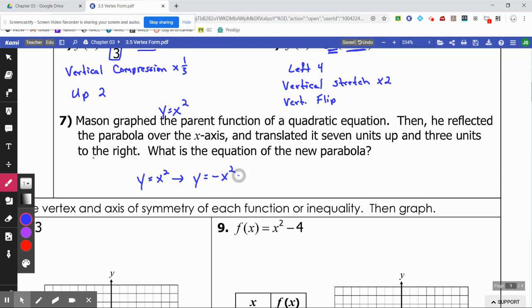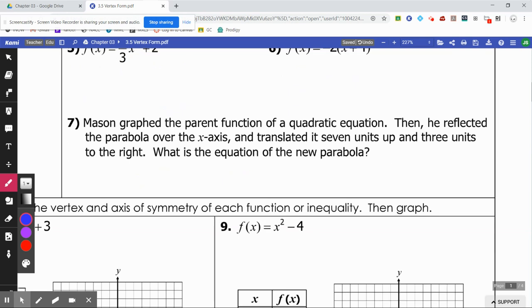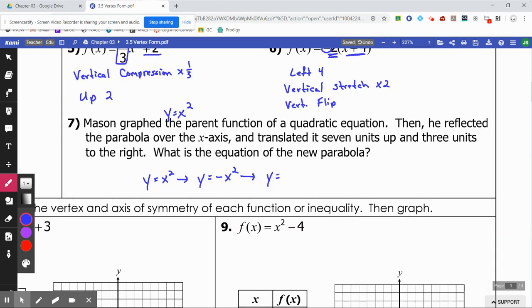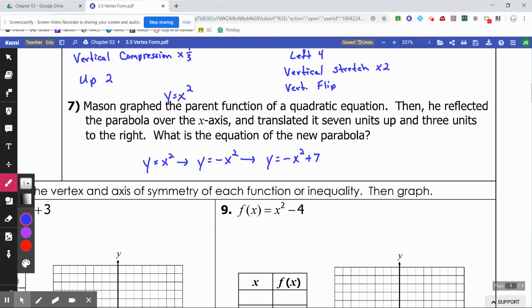Okay, then he translated it 7 units up. So we know since it's up and down, we're going to tack that plus 7 on the end. Don't do it inside with the x.